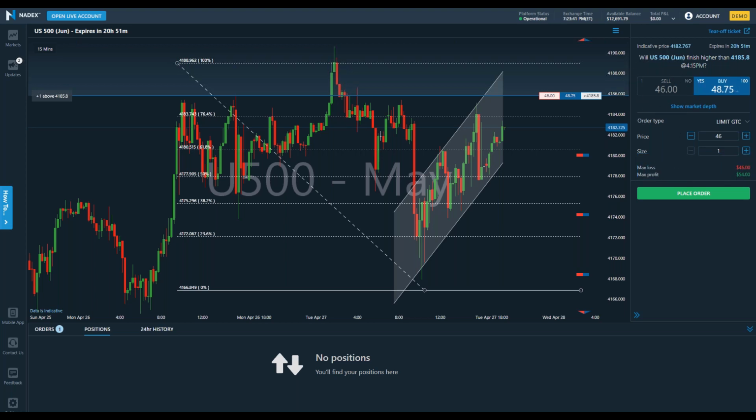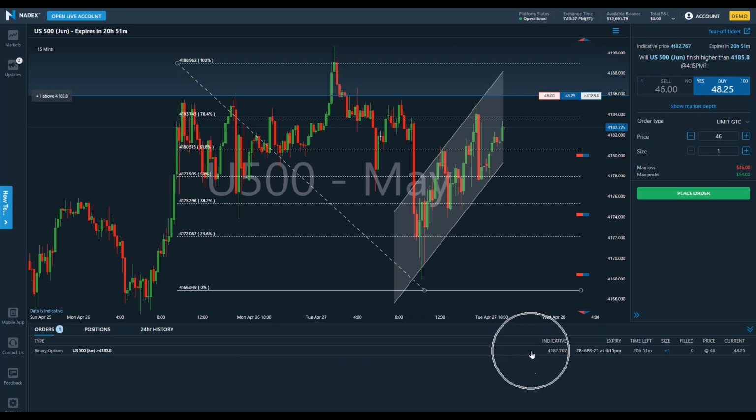And I know that the most I can make is $54. The most I could lose is 46. Now, have I actually done a trade? The answer is no. I have got a resting order in the order book. Here is my order at the bottom of the screen.